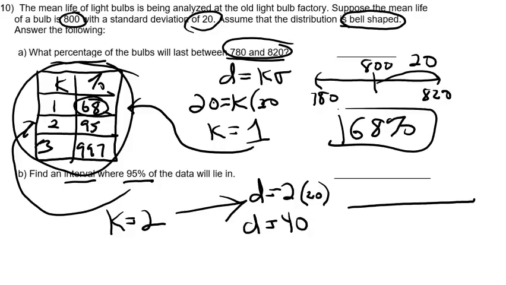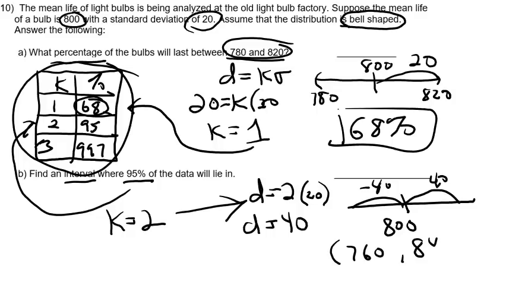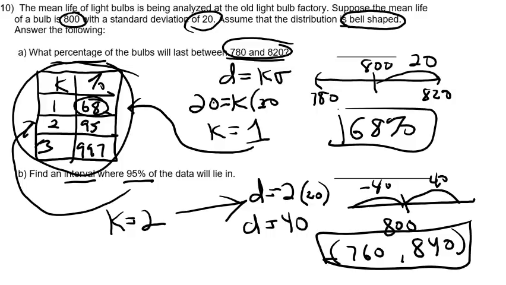So the interval, which is centered at 800, is determined by adding 40 and subtracting 40. Well, we get the interval now is 760, 840. So that's the second, or part B of this problem.